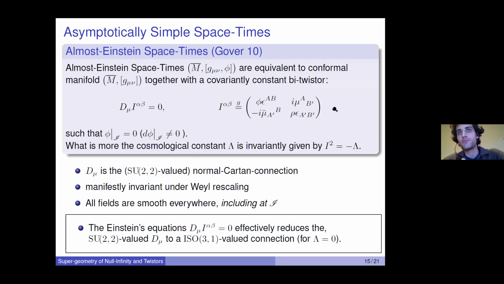Right. Generically, you have a few fields, but once you impose Einstein's equations, part of these field equations are going to constrain this mu and this rho. So first, when you have the mu and the rho, if I go to the Bondi gauge, what are they?